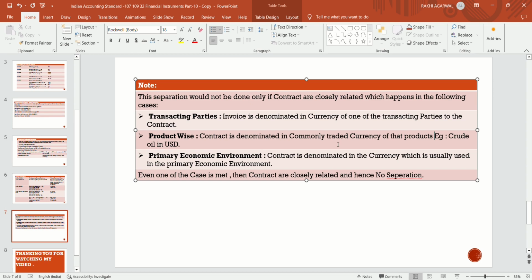No separation is required even if only one of the cases is met. So if one of the cases is met, then the contract is closely related, hence no separation is required.